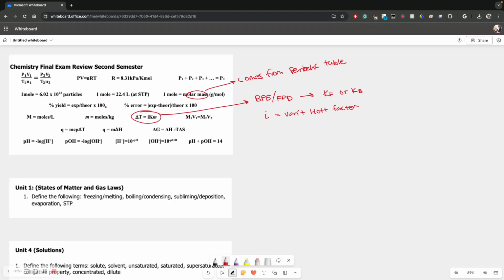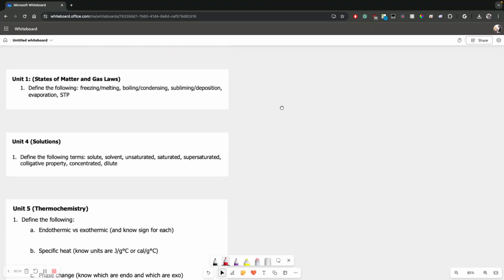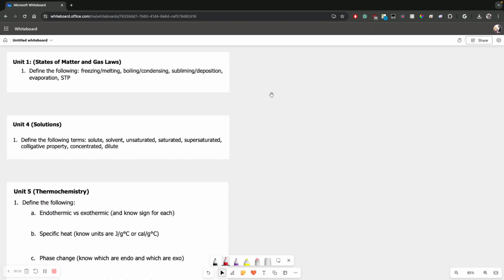Yeah, so let's get started with unit 1. Get this over with. All right. Unit 1 is the states of matter and gas laws. There was one question that I did not answer on last year's video, so let's go over it now. Define the following: freezing, melting, boiling, condensing, sublimation, deposition, evaporation, and STP.